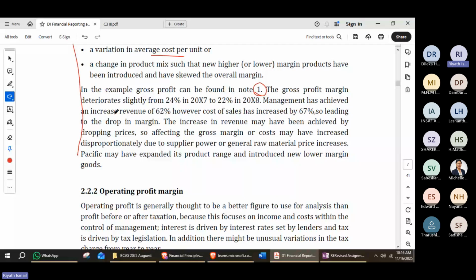The gross profit margin deteriorates slightly. Earlier it was 24% in 2017. Now it's 22% in 2018, right? Gross profit margin is different from here. When we talk about gross profit in absolute terms, the value term, it may increase by 48%. But when we calculate the gross profit margin compared with the sales, it is a reduction, right? 24 to 22. We can work that out.